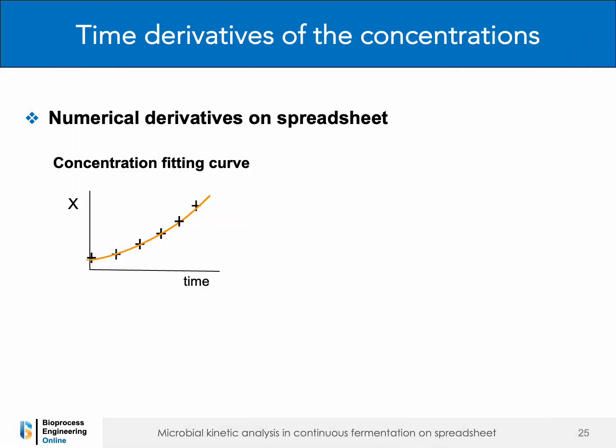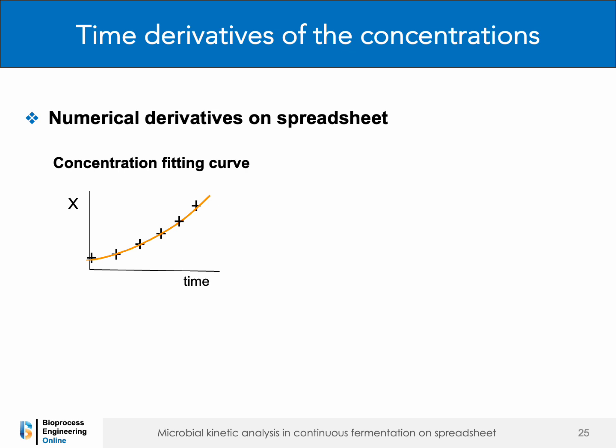To calculate the volumetric rates of yeast growth, ethanol production, and glucose consumption, it is necessary to evaluate the time derivatives of the corresponding concentrations during continuous fermentation. In practice, these derivatives can be conveniently obtained in a spreadsheet using numerical differentiation techniques.